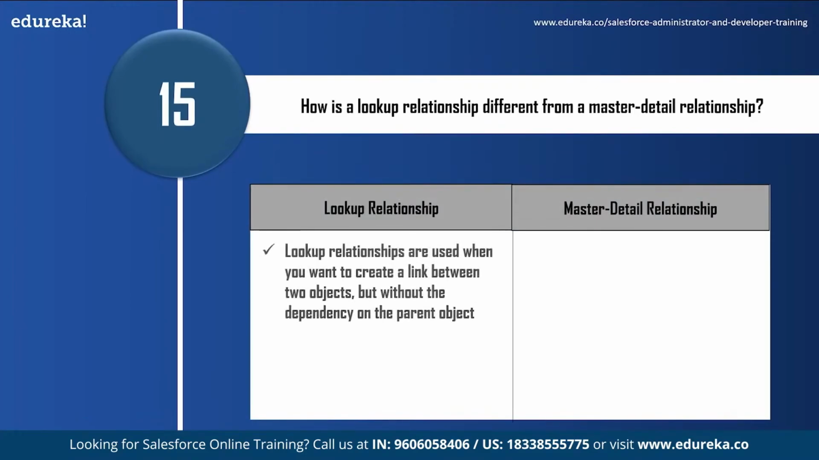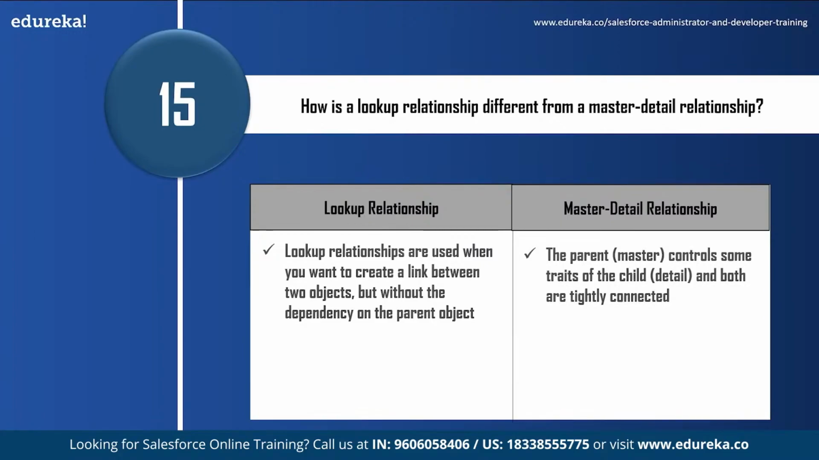Lookup relationships are used when you want to create a link between two objects, but without the dependency on the parent object. In a master-detail relationship, the master controls some traits of the child, which is the detail, and both are tightly connected. Thus, when working on the master-detail relationship in Salesforce, it is compulsory to define the parent record for the particular detail.